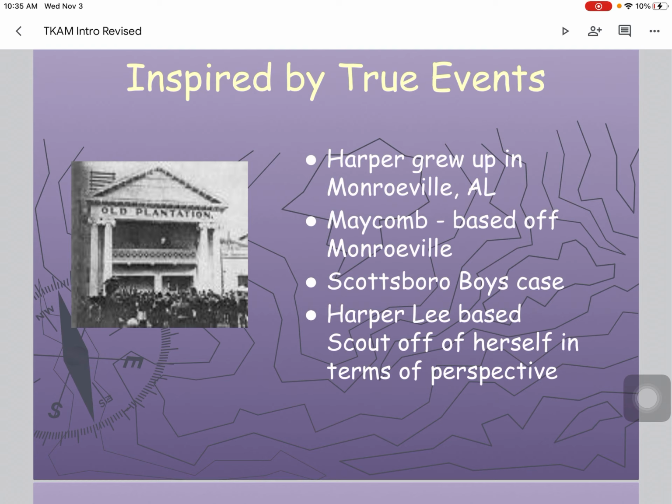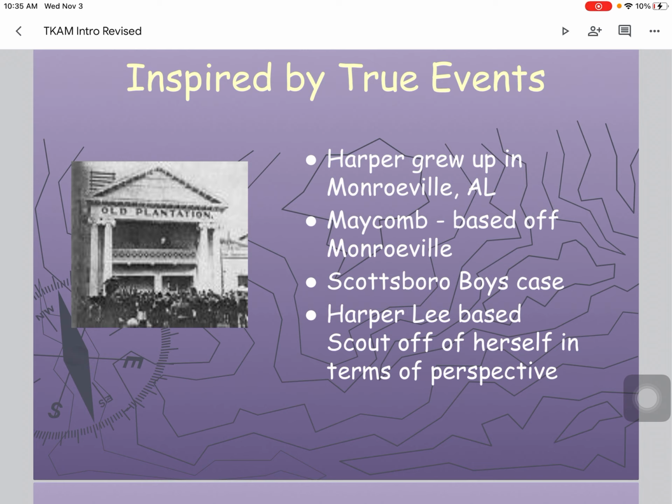In the novel, one of the main plots is going to be a criminal trial of a character named Tom Robinson. His case is based off of a real-life court case, or I guess inspired by a real-life court case called the Scottsboro Boys case. And we will be reading an article, watching videos about that before we get into the trial.